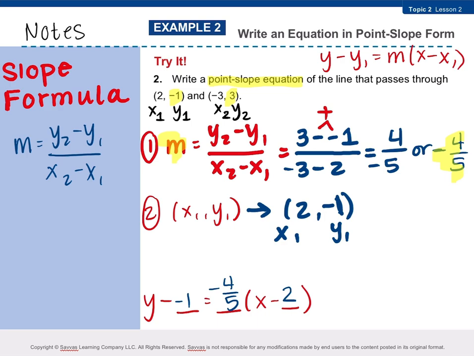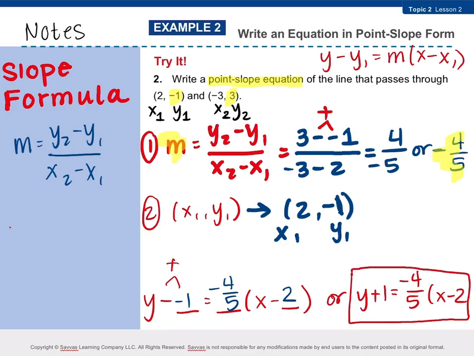If I want to rewrite it a little bit more simplified, I could also, instead of that minus a -1, change that to plus again. Y plus 1 equals -4/5 times x minus 2. And that is a great final answer.